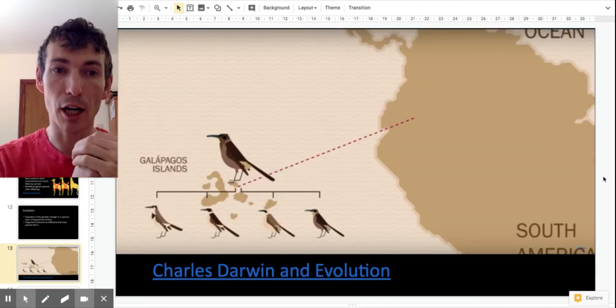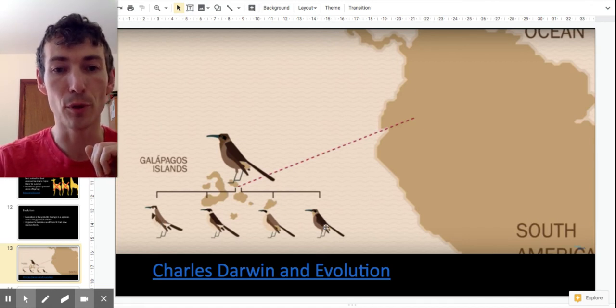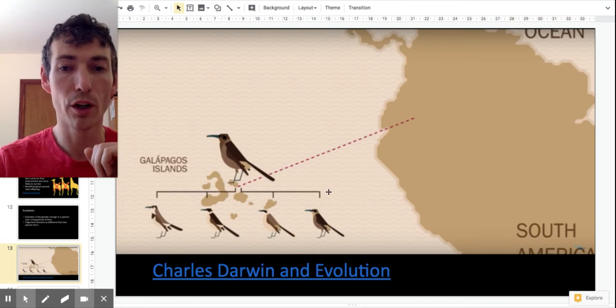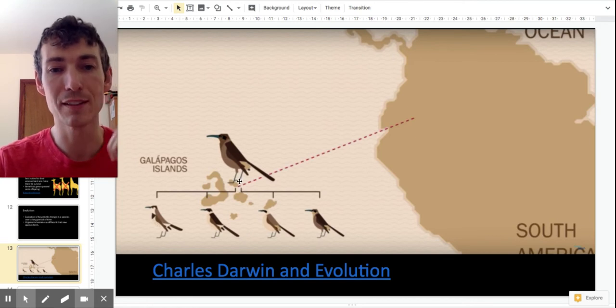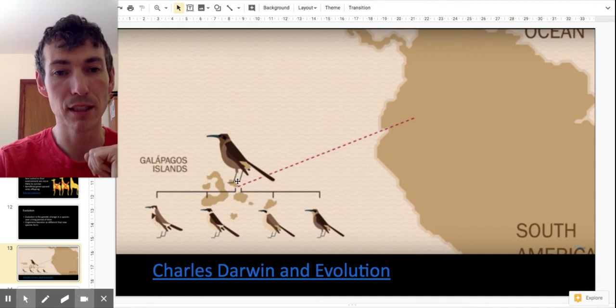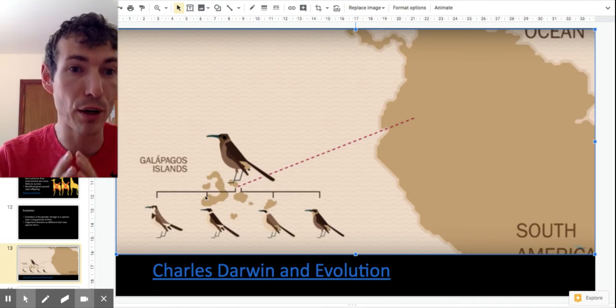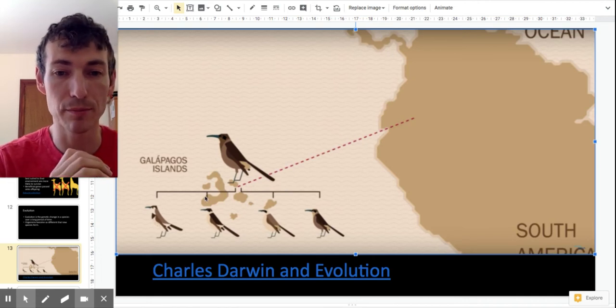So going back to Darwin and his question, he determined then that all of the different species of birds that he noticed originated from one species that came from maybe South America to the Galapagos Islands. So this is the original species here. And over time, it has branched off into different types of species.